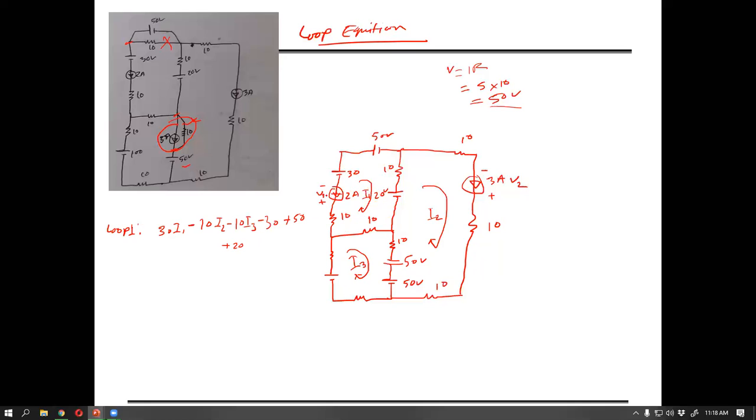This is not current, this is the voltage V1. So V1, this is the plus to minus. So this minus, sorry, plus V1 is equal to 0. This finishes our first loop. Okay. Now our second loop.